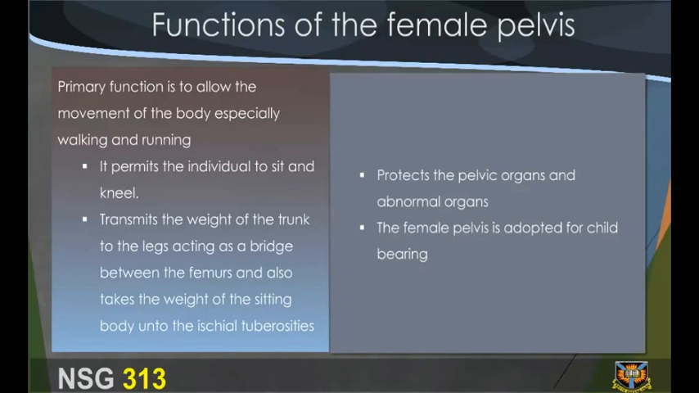The primary function is to allow the movement of the body, especially walking and running. It permits the individual to sit and kneel, transmits the weight of the trunk to the legs, acting as a bridge between the femurs, and also takes the weight of the sitting body onto the ischial tuberosities. It protects the pelvic organs and abdominal organs. The female pelvis is adapted for childbearing.